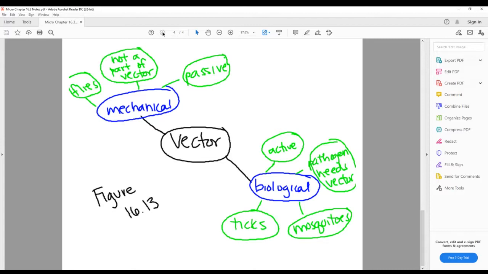Figure 16.13, sorry, gives you some pictures and a little introduction to some of the biological vectors, and we'll talk about most of those in great detail as we get on to our pathogens, which is coming up. Make sure that you understand those different types of transmission, because that's going to become important as we get into our pathogens.